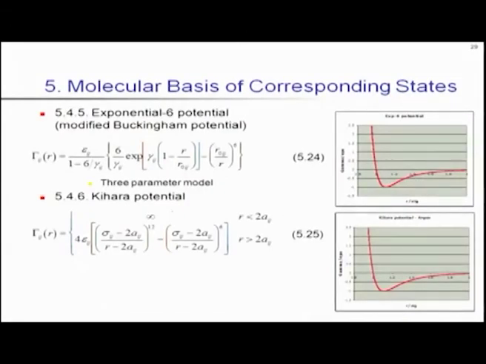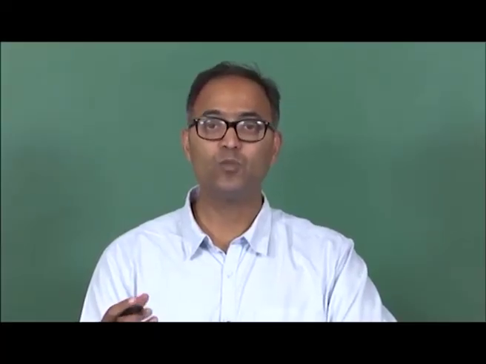Now, you can extend the potential models for somewhat more complicated molecular structures. One of those is the exponential 6 potential, which is a 3 parameter model: epsilon, gamma, and R0 or sigma. This is how it looks. It appears to be very close to the Lennard-Jones potential, but Lennard-Jones is a 2 parameter model, and thus it may not be easy for many molecules to get fitted with just 2 parameters.